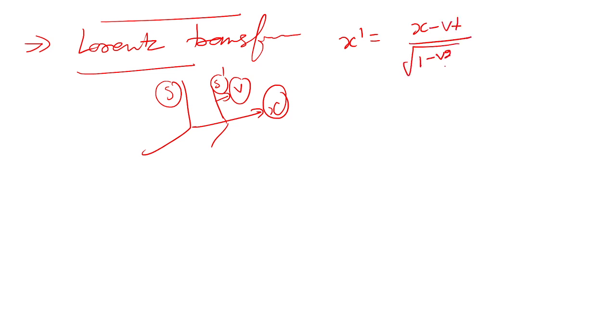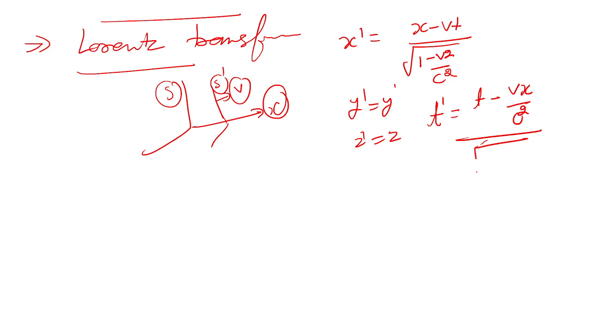So this was x, and y and z coordinates remain constant in both directions. And this was the new thing, guys: the time is also varying. So what was the time varying? t dash equals (t minus vx over c square) over the square root of 1 minus v square over c square. So this was the Lorentz transformation.